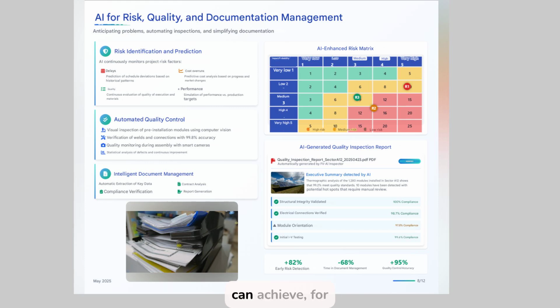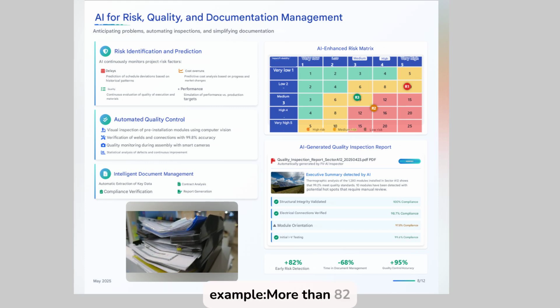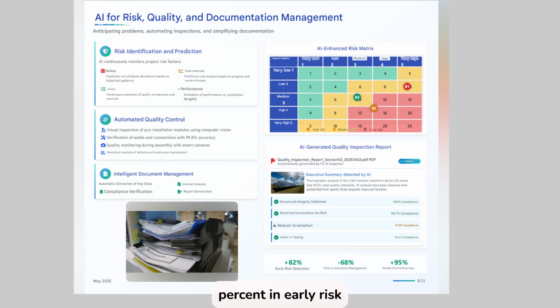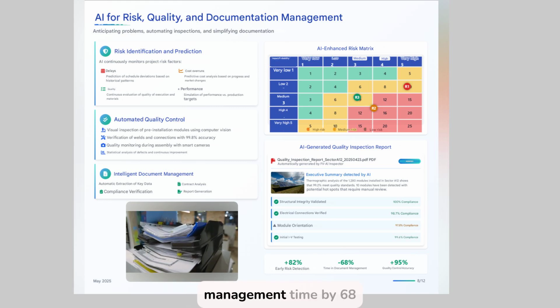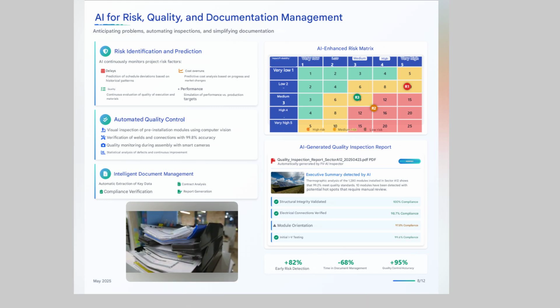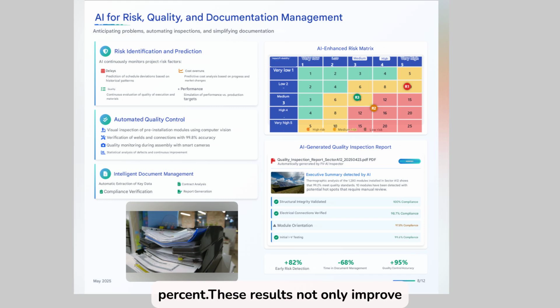With this, we can achieve, for example, more than 82% in early risk detection. Reduce document management time by 68%. Increase quality control accuracy by 95%. These results not only improve internal KPIs, but also increase the confidence of banks and investors.